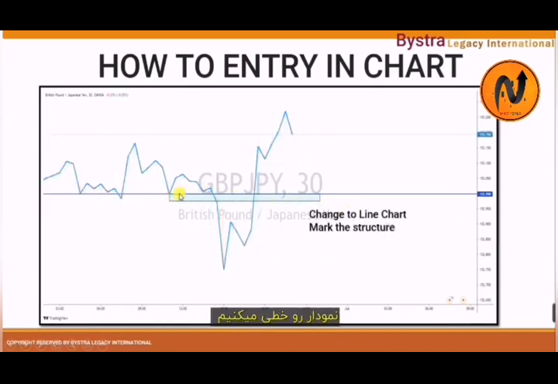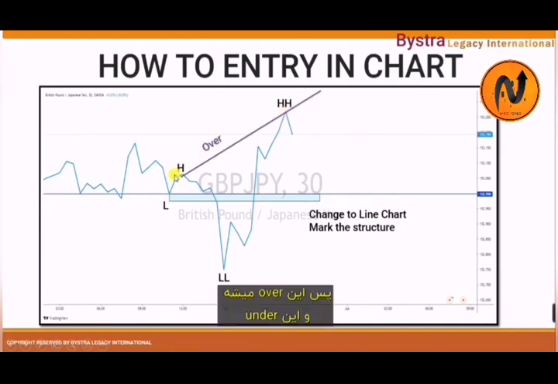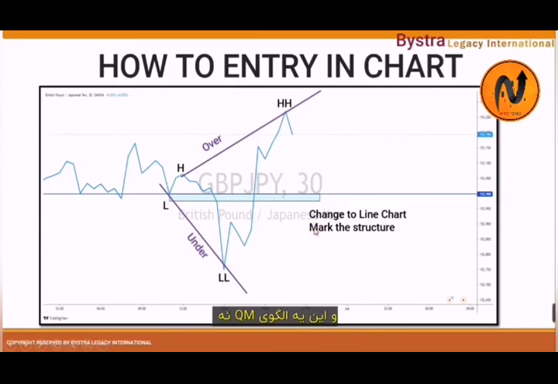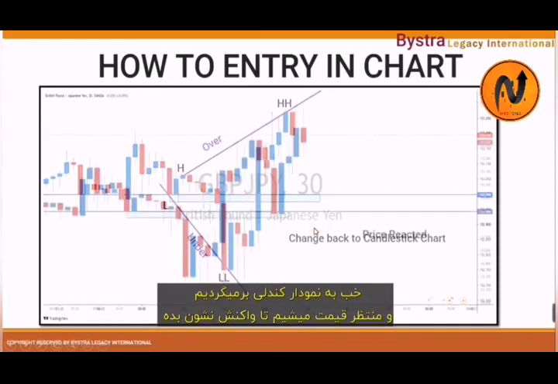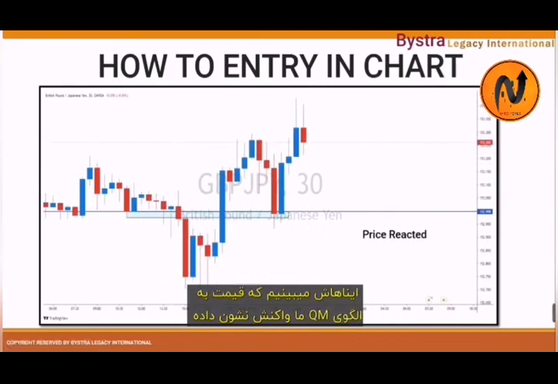We change to the line chart, and then let's mark the structure. We have the low, high, lower low, and the higher high. So this has an over and under, and this is a QM pattern. We change back to the candlestick chart, and let's wait for the price to react. And there we go. We can see that the price has reacted towards our QMR pattern.